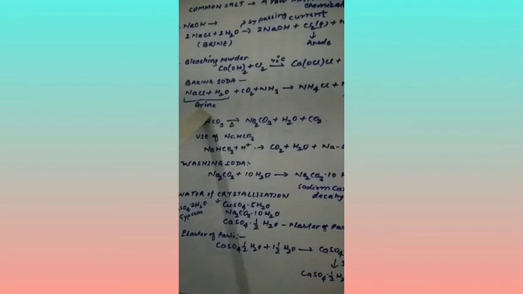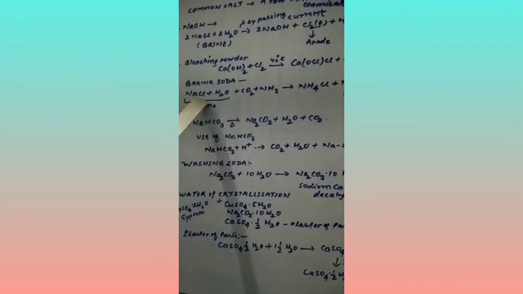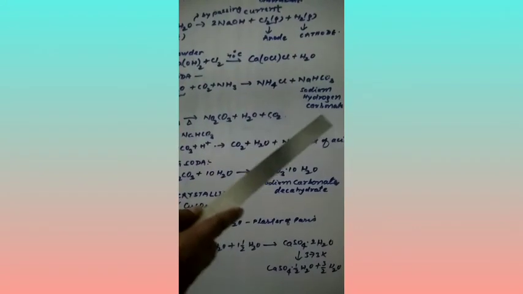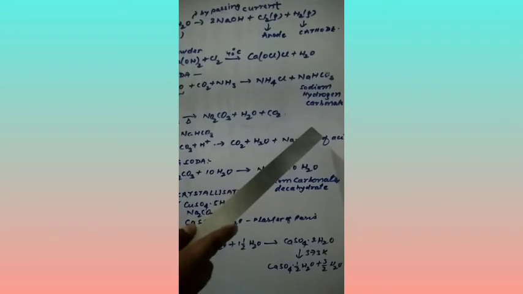Now we are talking about baking soda. When a mixture of ammonia and carbon dioxide is passed through brine, we already know that brine is a watery solution of sodium chloride, then after interaction, ammonium chloride and sodium hydrogen carbonate are formed. Sodium hydrogen carbonate is a very useful compound which is used for making tasty crispy pakora, that is baking soda.